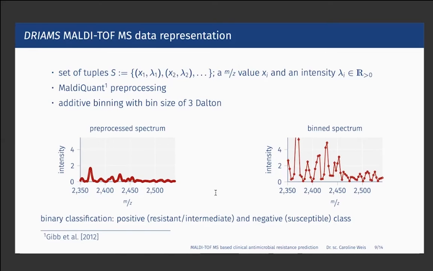And further, we are defining a binary classification scenario for resistance. Both the resistant and intermediate resistance categories are in the positive class, and the susceptible resistance category is in the negative class.